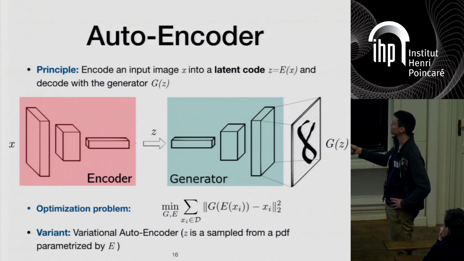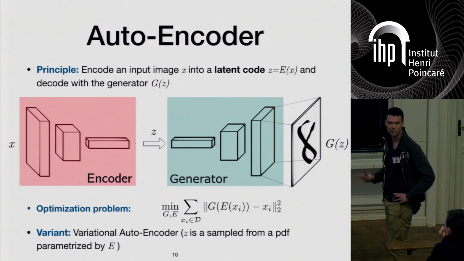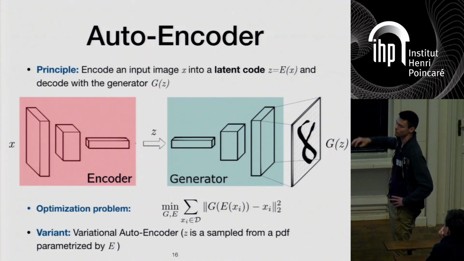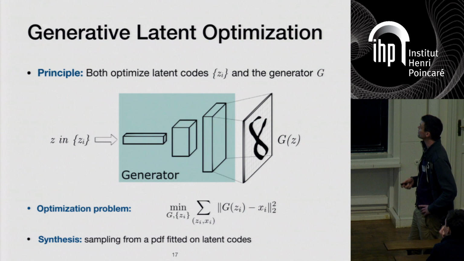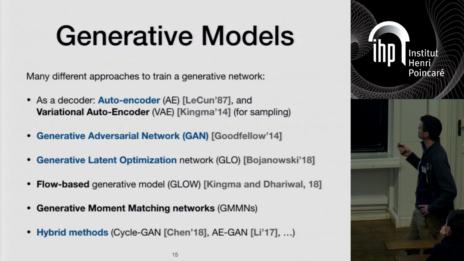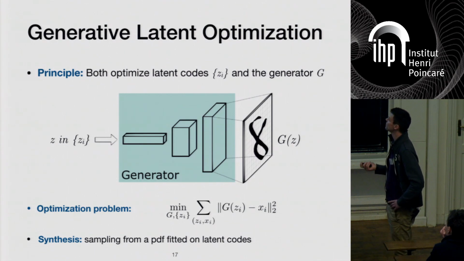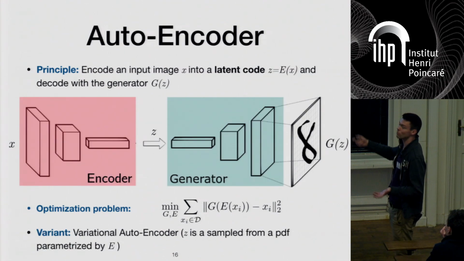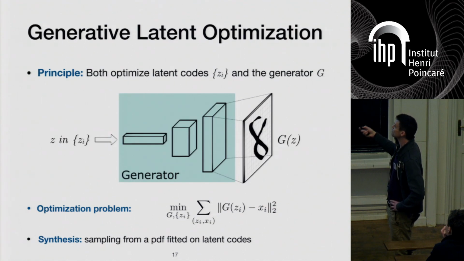So a variant to do that is the variational autoencoder, in which Z is randomly sampled during training from a given PDF, typically a Gaussian distribution, which is parameterized by the encoder. Okay, so this gives quite interesting results. But quite recently, Bojanowski and colleagues have done the following thing. Instead of training an encoder that we maybe get rid of, we directly try to train the generator and the latent codes. So the problem looks like this.